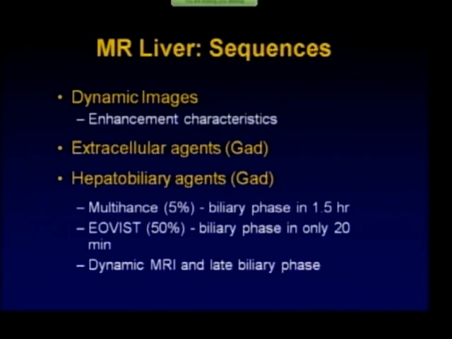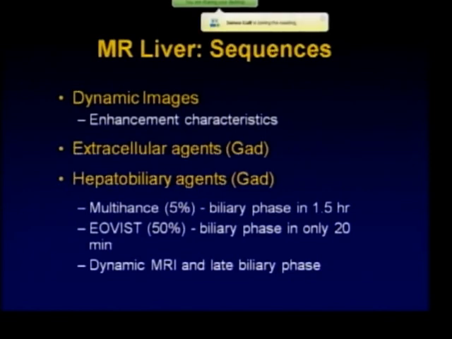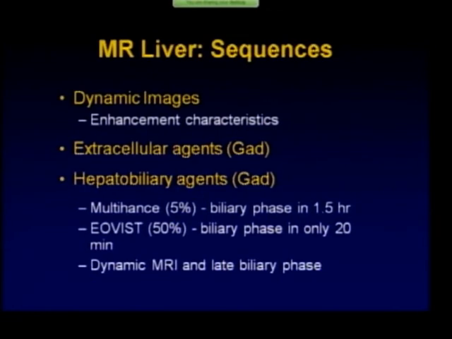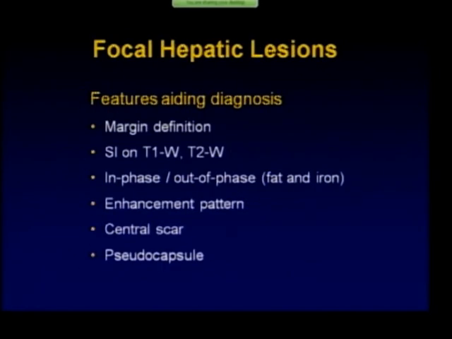Two types of contrast can be employed: extracellular agents or hepatobiliary agents. Multi-Hance was the first hepatobiliary agent, and 5% of it is excreted through the biliary phase, which occurs at 1.5 hours, the peak biliary phase. With EOVIST, 50% of it is excreted through the bile ducts, the biliary phase occurs early and can be imaged at 20 minutes. Dynamic MRI and late biliary phase can also be employed.